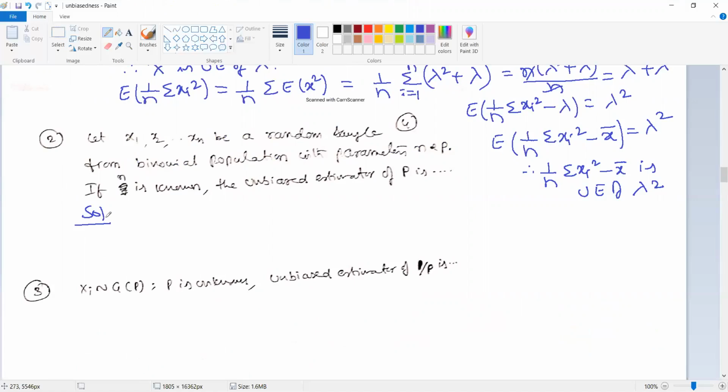Several examples are noted here. Let X1, X2, ..., Xn be a random sample from a binomial population with parameters n and p. If n is known, find the unbiased estimator of p. There are two parameters here. n is a constant parameter, p is a variable parameter. p always lies between 0 and 1. So X follows binomial(n, p).